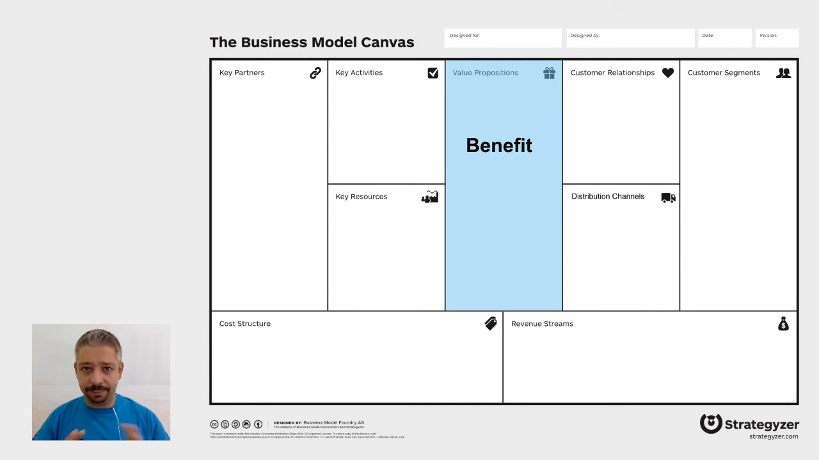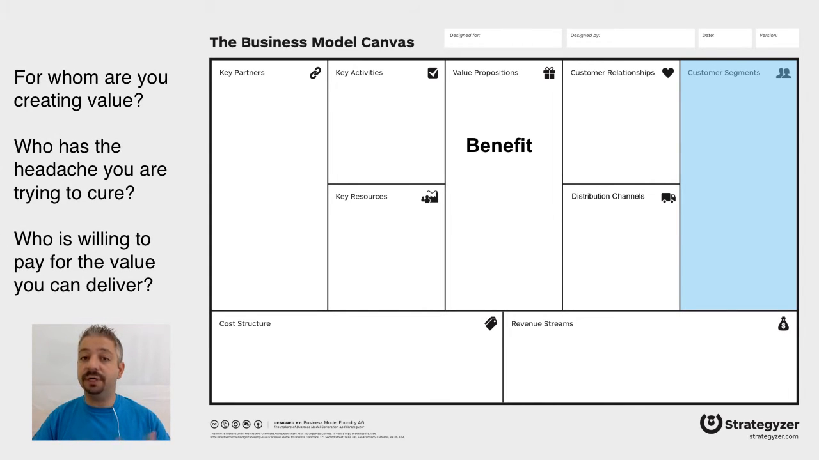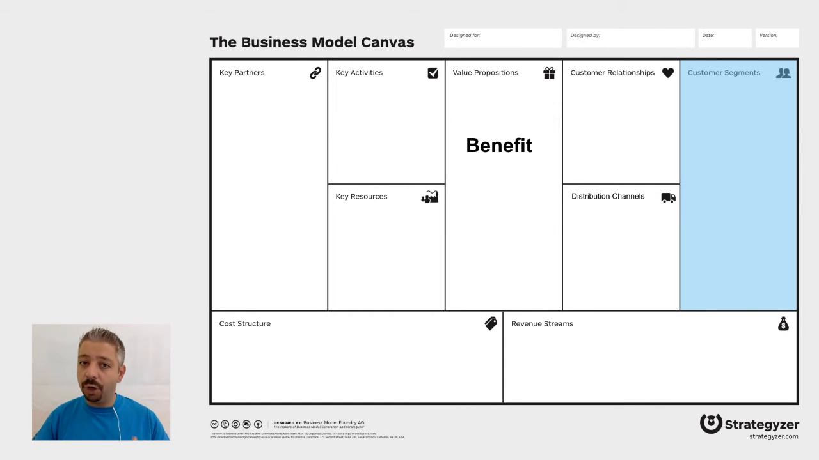I'll do this for all 9 boxes, so you have a quick reference to help you remember what each box refers to. Let's move on to the next box, which is your customer segments. Again, this is similar to your beachhead market. However, you may wish to explore other customer segments in your second horizon. The questions you're answering here are, for whom are we creating value? Who has the headache you're trying to cure? Who is willing to pay for the value you can deliver? So the one-word explanation here is who.